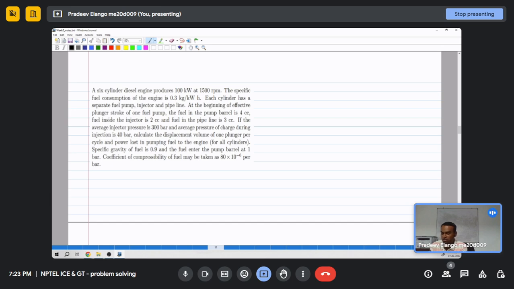If the average injector pressure is 300 bar and the average pressure of charge during the injection is 40 bar, calculate the displacement volume of one plunger per cycle and the power lost in pumping fuel to the engine for all cylinders. Specific gravity of fuel is 0.9 and the fuel enters the pump barrel at 1 bar. Coefficient of compressibility of fuel may be taken as 80 into 10 power minus 6 per bar.